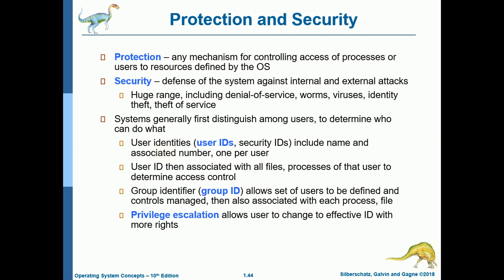Then we also have the group identifier or group ID, which allows a set of users to be defined and controls managed, then also associated with each process or file. An example of a group identifier in Windows is Everyone. Everyone is like a guest. You can view, but you cannot install or uninstall programs in a computer. And then we have privilege escalation, which allows a user to change the effective ID with more rights. Example, if you're a guest, but you know the username and password, then you will have a privilege escalation from guest to administrator.